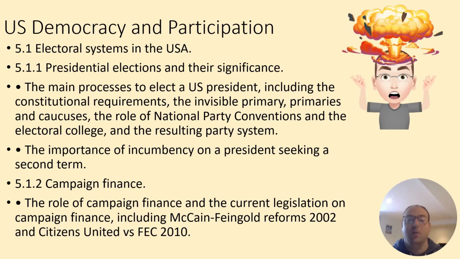You've got the invisible primaries, which is kind of when the election campaign starts. Then you've got the primaries and the caucuses proper. Then you get the national conventions, which we'll be looking forward to in the summer, and then the electoral college and all the horrors of that, and what impact that has on the party system, which essentially creates a two-party system. The importance of incumbency on presidents seeking a second term, and generally speaking, incumbency works in almost all recent examples. Trump was really unusual in being a one-term president. Whether he'll be followed into that by Biden, we will find out in November.